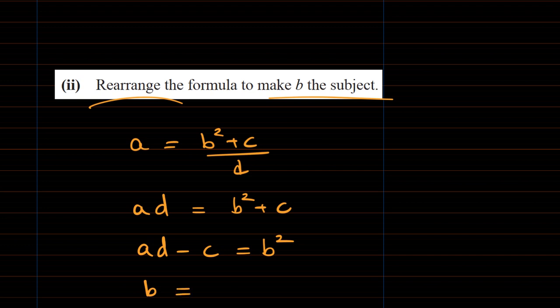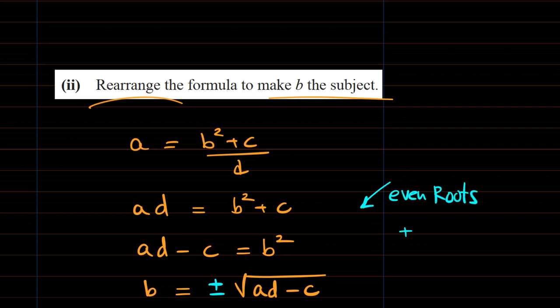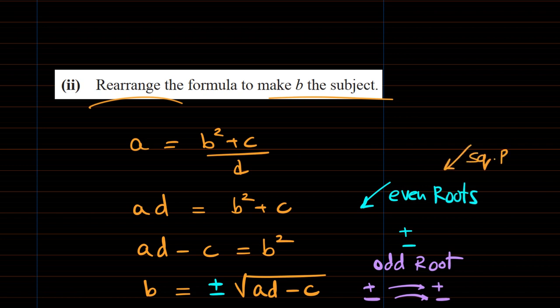Make B the subject. Let's take square root of both sides. This is AD minus C. It's a good idea that we write a plus and a minus over here, because whenever we are dealing with even roots, we get a plus and we get a minus. Whenever we deal with odd roots, a positive value will give us a positive, a negative will give us a negative. The best example of even root is square root. The best example of odd root is cube root.